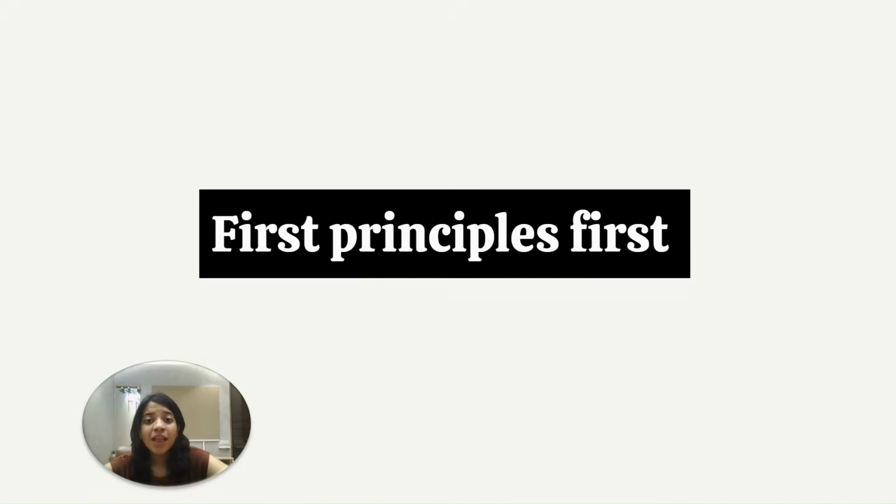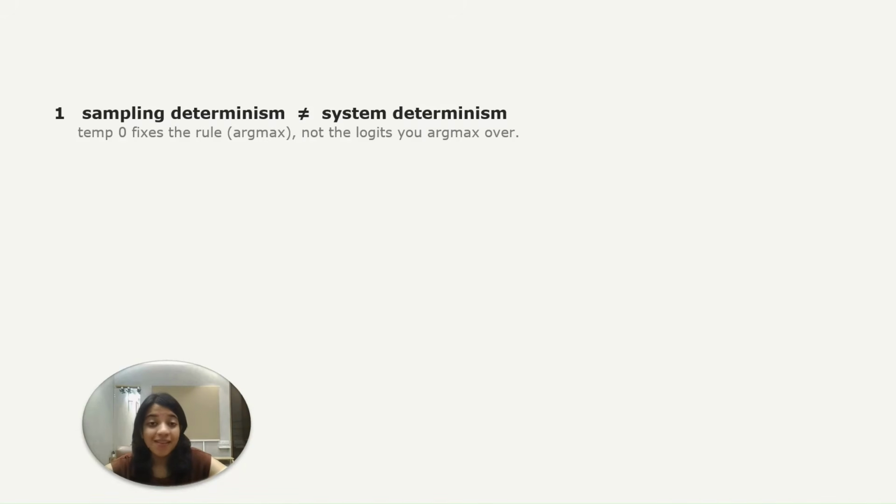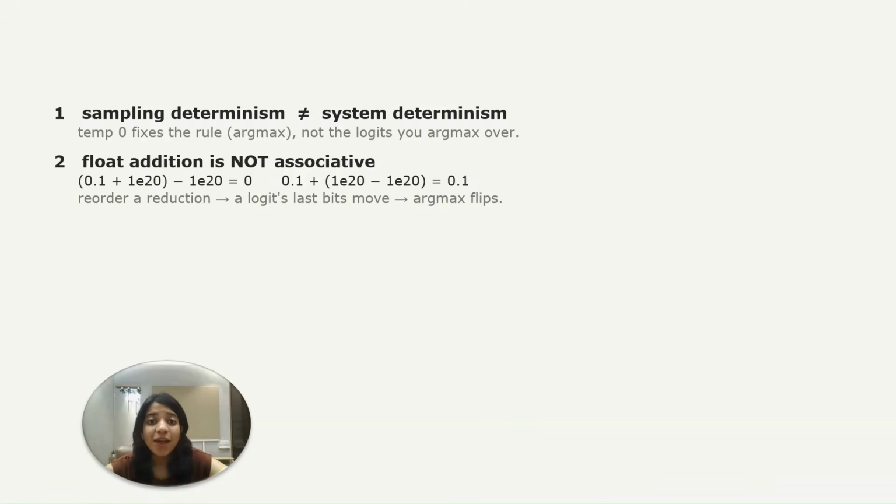One, sampling determinism isn't system determinism. Temperature zero just means always take the argmax, but it doesn't guarantee that the underlying scores stay identical run to run. Two, floating point math isn't associative. The order you add your decimals matters, right? A tiny shift in matrix operation alters the final logits, which in turn will flip the winning token.